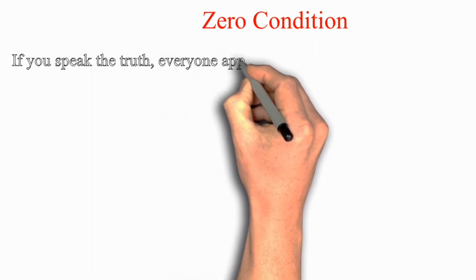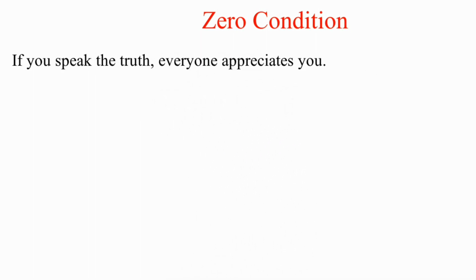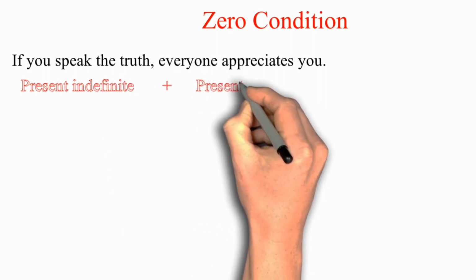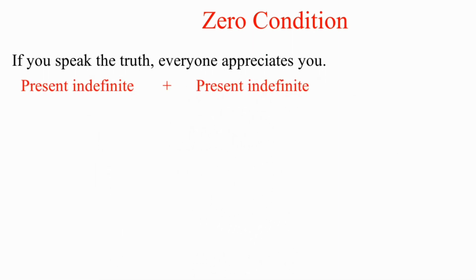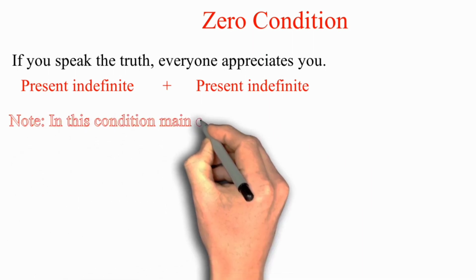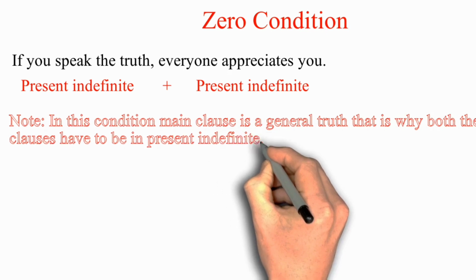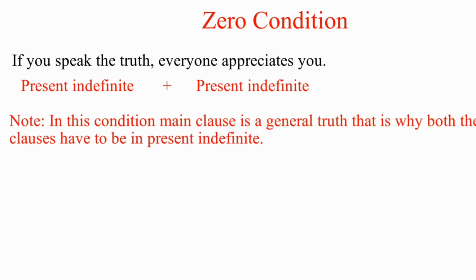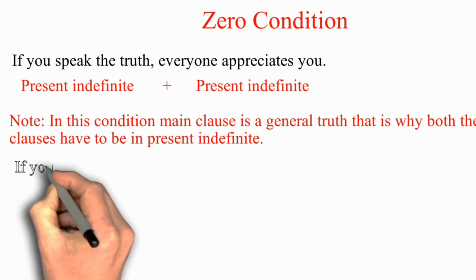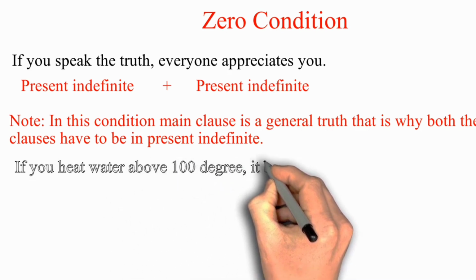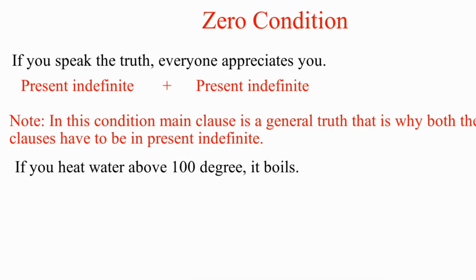If you speak the truth, everyone appreciates you. Now you can see here both the clauses, if clause as well as main clause, are in present indefinite tense. So in this condition, main clause is a general truth. That's why both the clauses have to be in present indefinite tense. Remember one thing, if main clause is a general truth, then it has to be zero condition and it has to be in present indefinite tense.